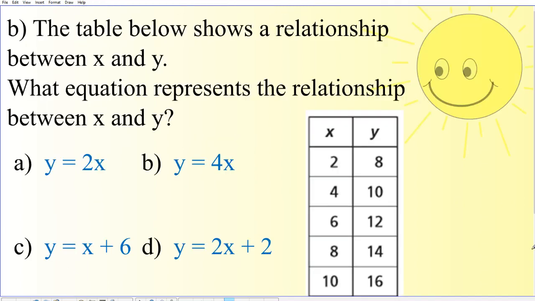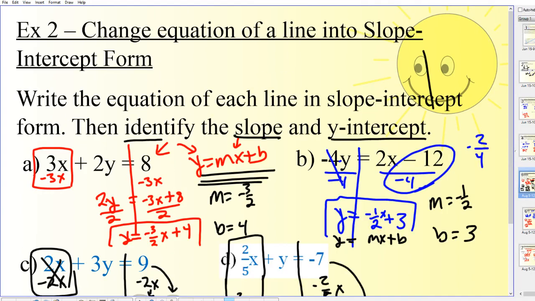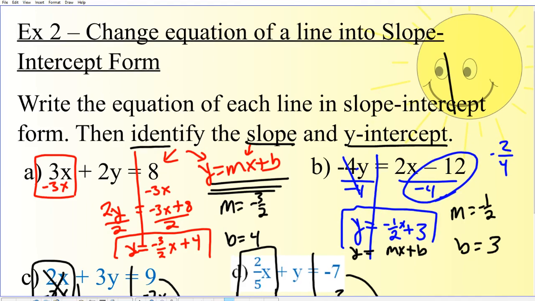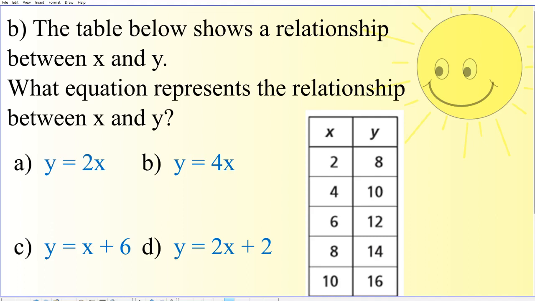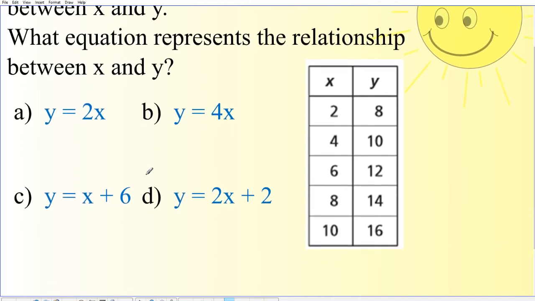Letter B. The table below shows a relationship between x and y. Okay, so there's some relationship going on here. Which equation represents the relationship between x and y? Oh, sorry. Sorry. There you go. So you'll need to write down the 4 equations. I don't think you have them on your paper. Please pause the video. Try this right now. When you're ready to continue, hit play, and we'll go through it together.